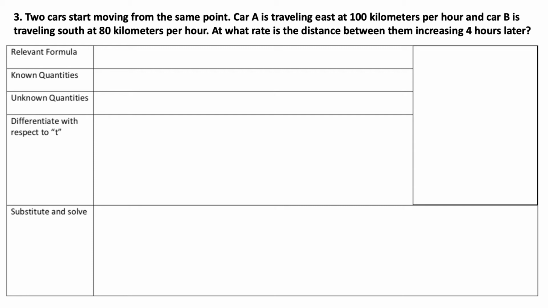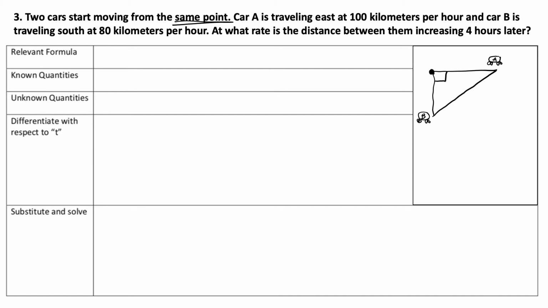So I'm going to start. It says 2 cars start from the same point, so let's pick a point. How about here? Car A is traveling east at 100 kilometers per hour, so over here is car A. And car B is traveling south at 80 kilometers per hour. They look like bugs. Okay, and then it says at what rate is the distance between them? Remember, the distance between them is going to be that diagonal, which means once again, we've created that right triangle that we are getting so used to drawing.